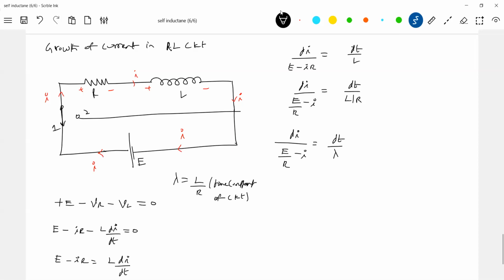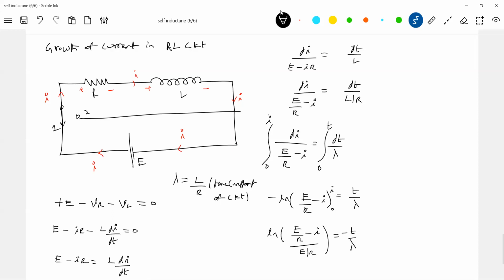So this we will integrate. At t equals 0, what was the current in the coil? 0. At an instant of time, let I be the current. So solving this, minus log of, t, the negative sign I'll send on this side. So this will be log of E by R minus I, by E by R. So everything will become 1 minus I by (E by R) equal to e to the power of minus t by lambda.